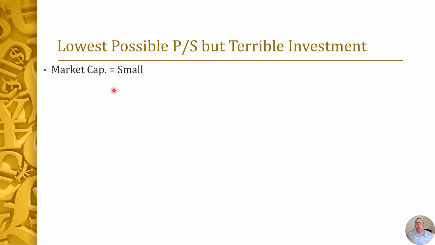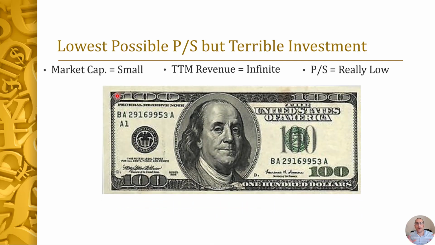Our market cap would be really low and we would have more revenue than Amazon, Tesla, and Apple combined, guaranteed. So our revenue can be infinite if we wanted it. That means we'd have an extremely low price to sales ratio. You're probably wondering, what is this business idea? We're called the $100 Bill Corp.